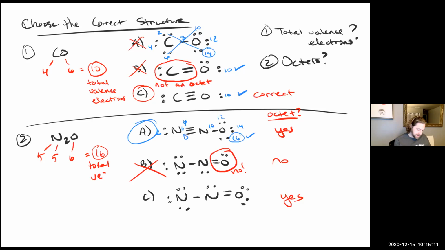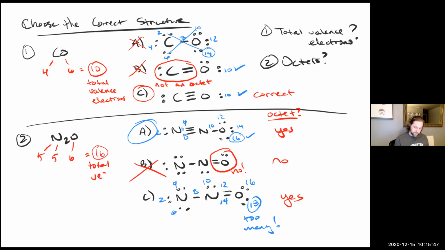Let's check C. 2, 4, 6, 8, 10, 12, 14, 16, uh-oh, 18. Too many electrons. So the second one is A. It has an octet and exactly 16 electrons drawn, which we were able to determine by adding the electrons together from each nitrogen. There are 2 nitrogens, each bringing 5, and the oxygen brings 6. So we're looking for 16 and octets.